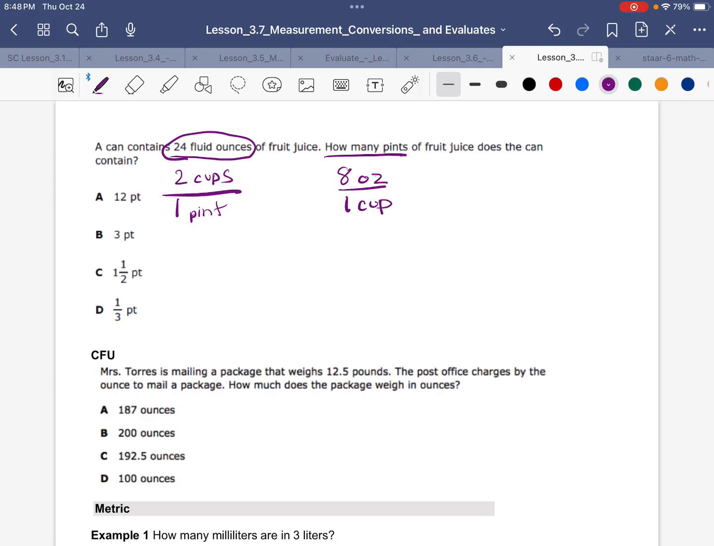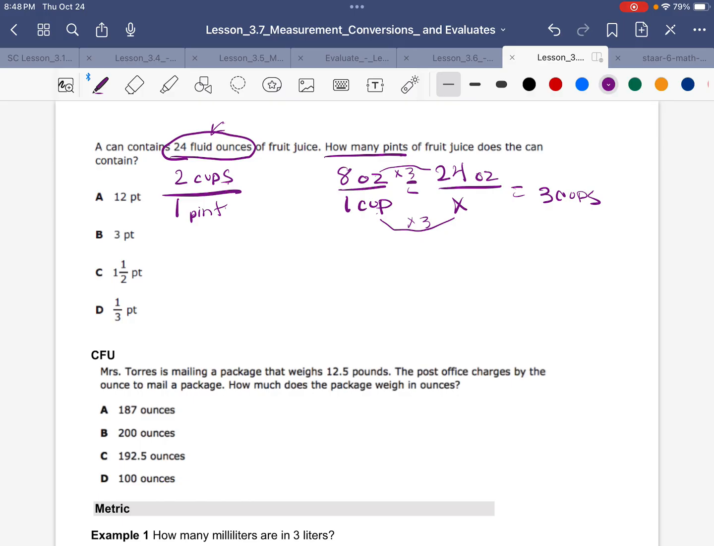So what we can do here is change our ounces. 24 ounces, we can change that to cups. And then once we know the cups, we can change it to pints. So let's do it. We know that we got 24 fluid ounces, and we don't know the cups. To get from 8 to 24, they did times 3, right? So 1 here would be times 3. So this would equal 3 cups.